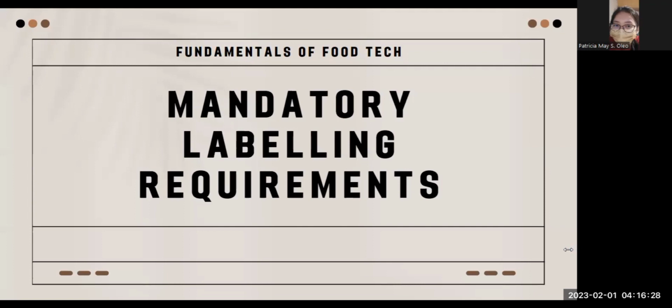Okay, so in this part, we are going to discuss the labeling requirements, the mandatory labeling requirements in a specific food packing. So, bakit nga ba ito kailangan? So, what's the importance of it? And yung mga requirements needed and so on. So, let's now proceed.